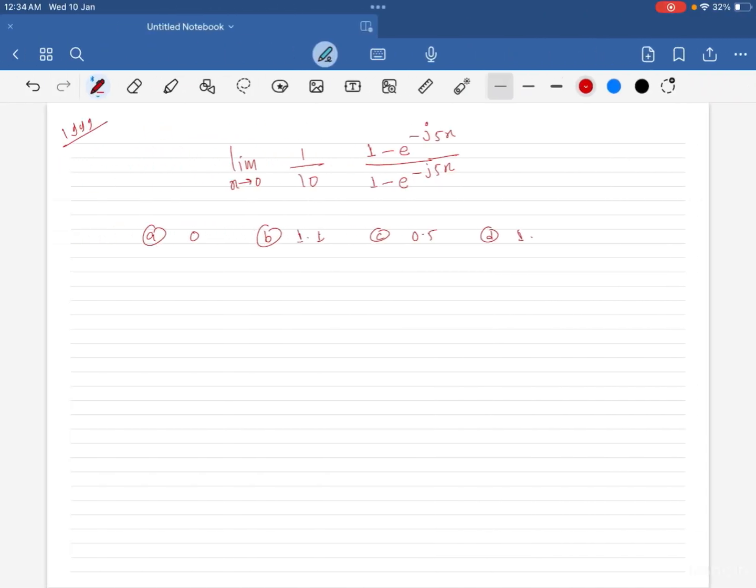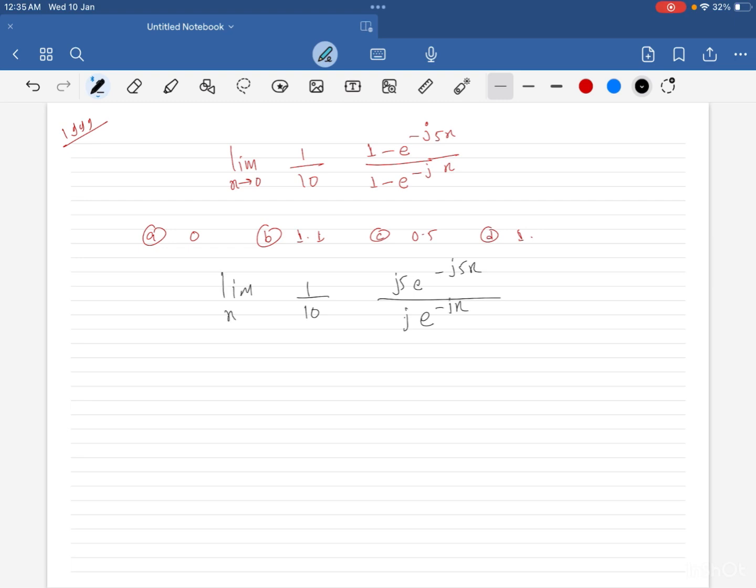So this is the next question, we have to find this limit x tends to 0. If you put 0 here, that is going to be 0 and 0, so again 0 by 0 form, you can apply the L'Hopital rule. So that is going to be 1 divided by 10 and j5 e to the power minus j5x divided by j, okay, so here 5 is not there, right? Only jx is there, so j e to the power minus jx.